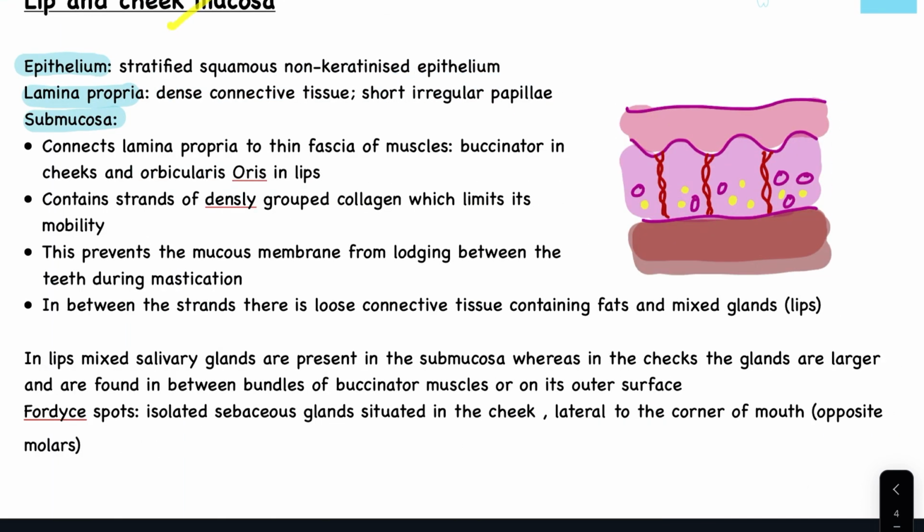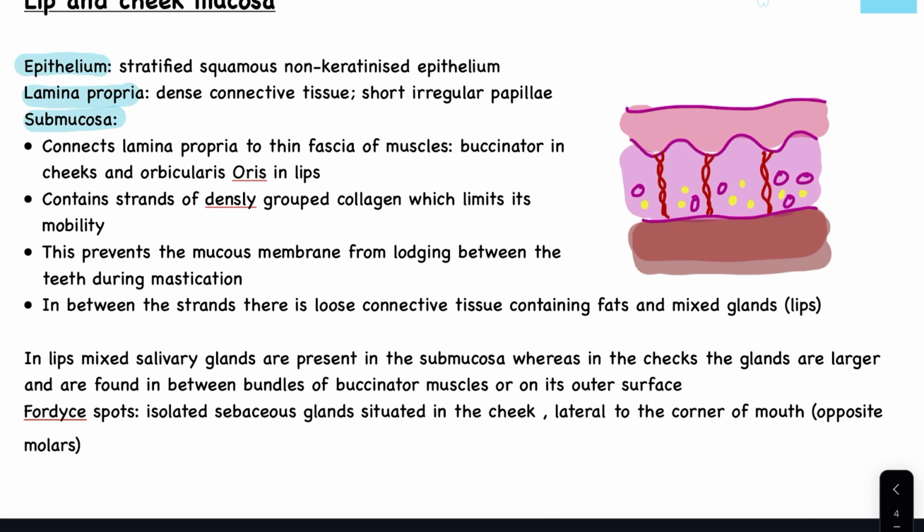The lip and cheek mucosa epithelium is stratified squamous non-keratinized. Okay, so this is the type of epithelium present. Then the lamina propria is dense connective tissue with short irregular papillae. Dense connective tissue, that's fine, but the main point to remember is that it has short papillae. The papillae aren't very long. We saw long papillae in the masticatory mucosa, but here they are short.